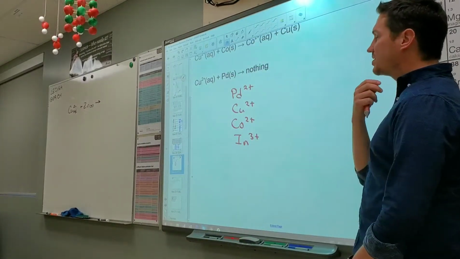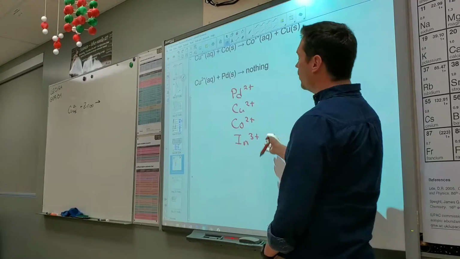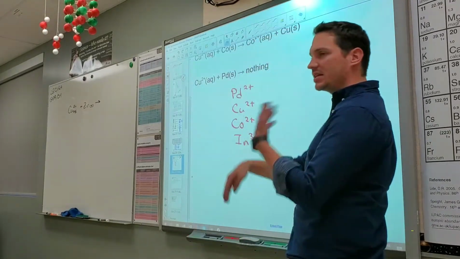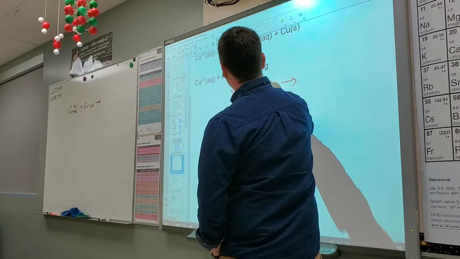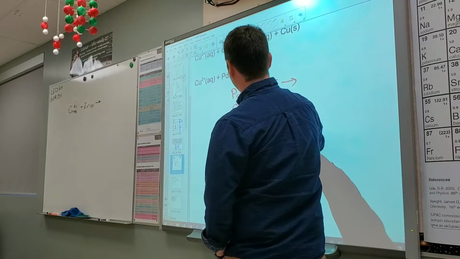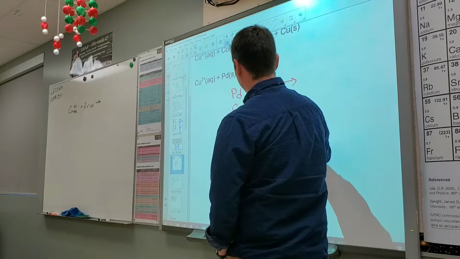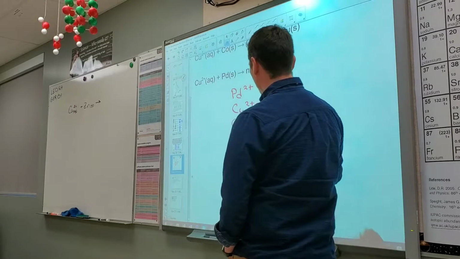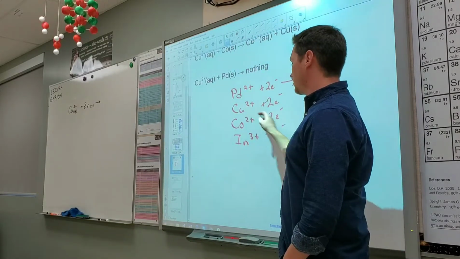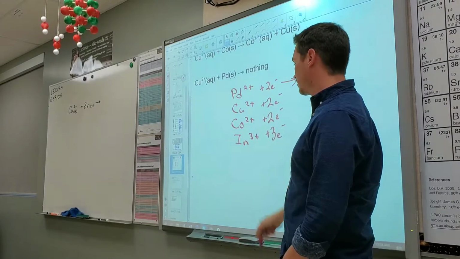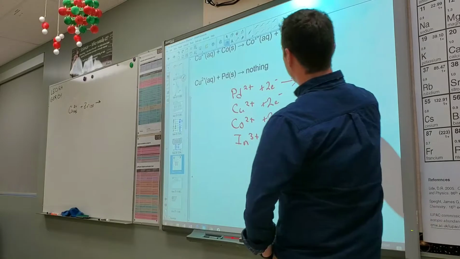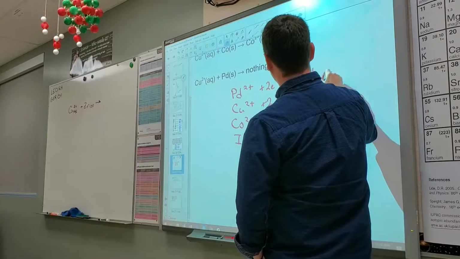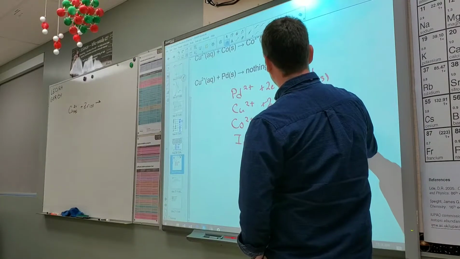And this is where people stop paying attention. They say, oh, we've got half the table, we've got our oxidizing agents, that's awesome. But let's finish the table. Why am I putting 2 electrons, 2 electrons, 2 electrons, and 3 electrons? I'm trying to balance out the charges, and I'm trying to make the solid metal version of it.